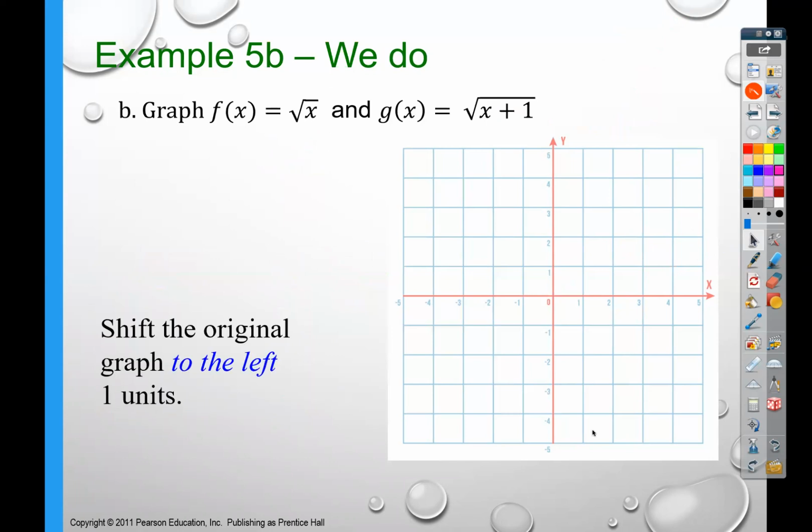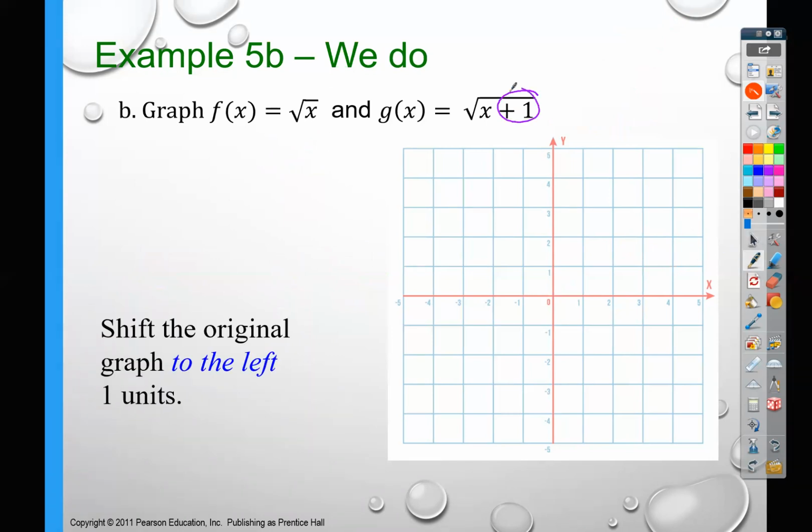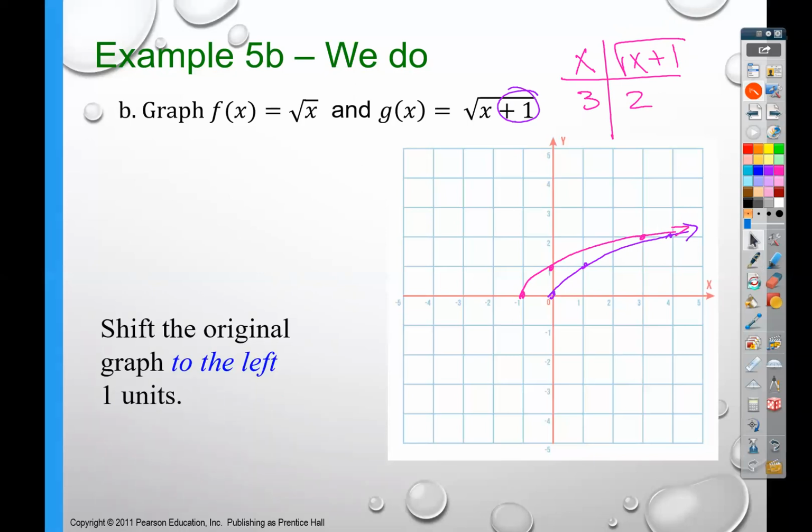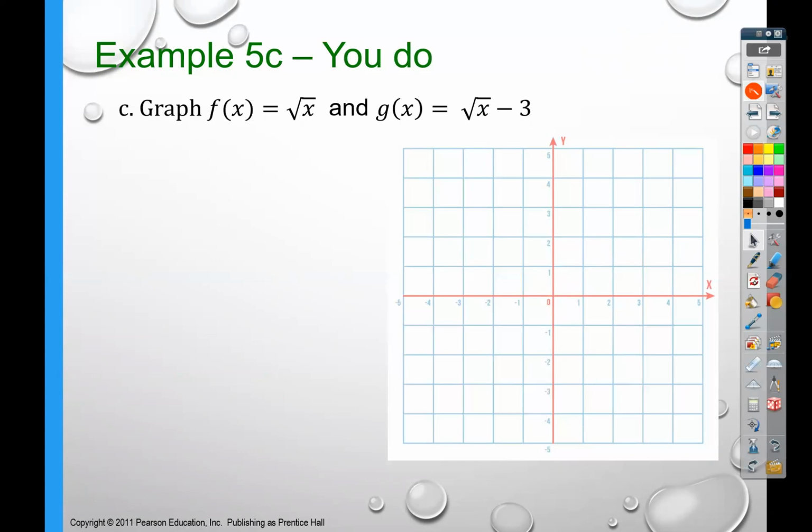All right, 5b, we're shifting to the left 1 because we have plus 1 underneath. So if the original looks like this, then the translated version, we're going to shift it to the left 1. Let's see, if I put in a 3 for x and I have x plus 1, that would be 3 plus 1 is 4. So the square root of that is 2, so that's correct. So this would look like that. So we're shifting it to the left 1. Okay, now you do 1.